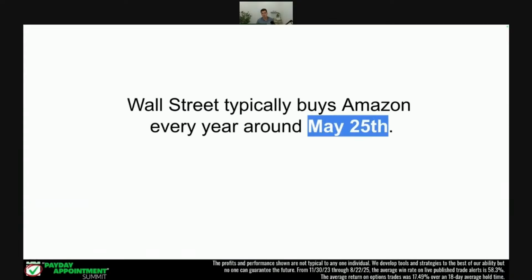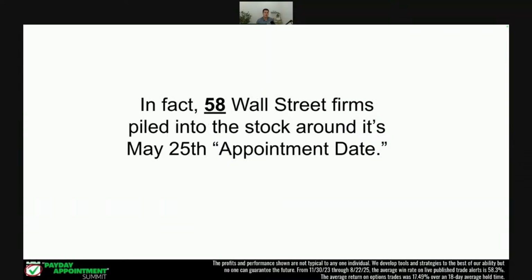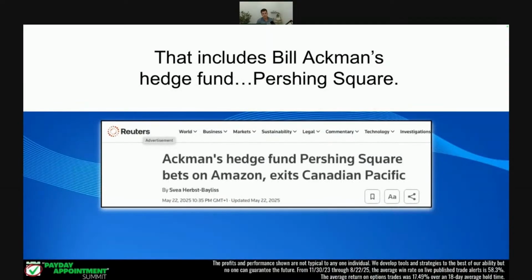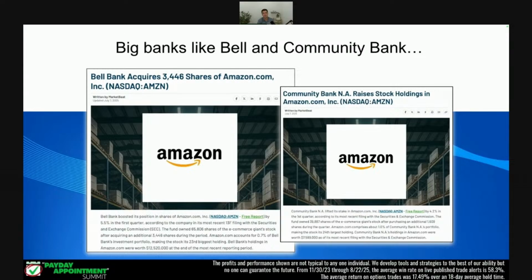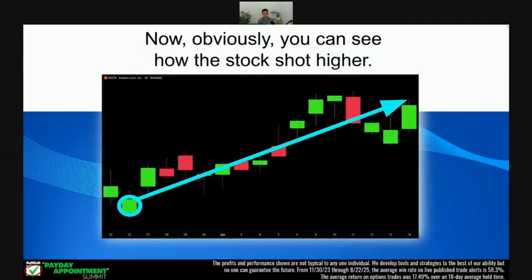Let's look at Amazon. Wall Street typically buys Amazon every year around May 25th, and this year was no different. In fact, this year, 58 Wall Street firms piled into that stock on its May 25th date. That includes Bill Ackman's hedge fund, which is purchasing Square, big banks like Bell and Community Bank buying Amazon, another firm that manages over $100 billion worth of assets.